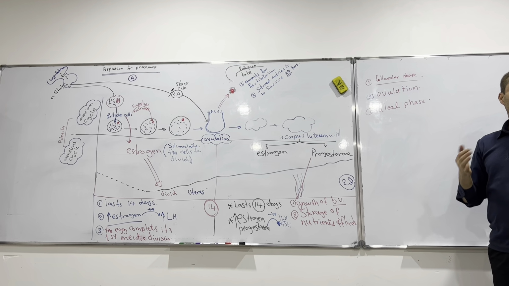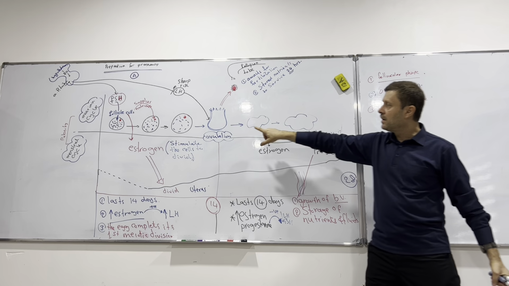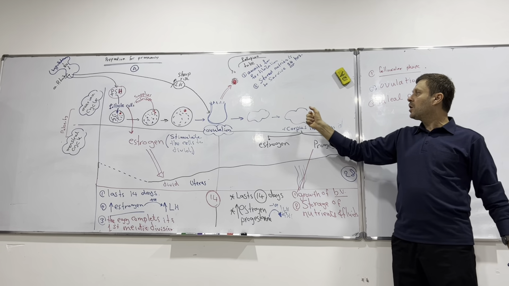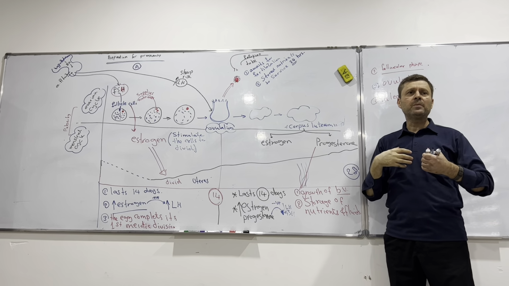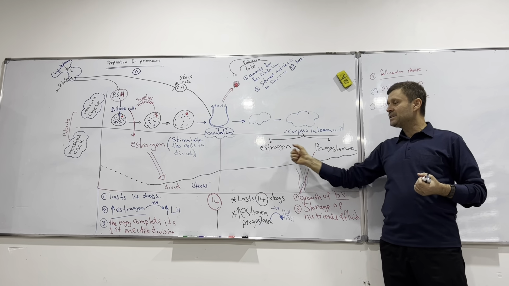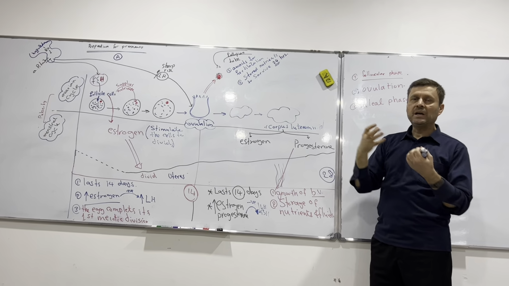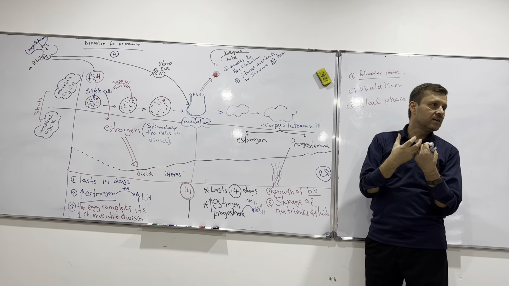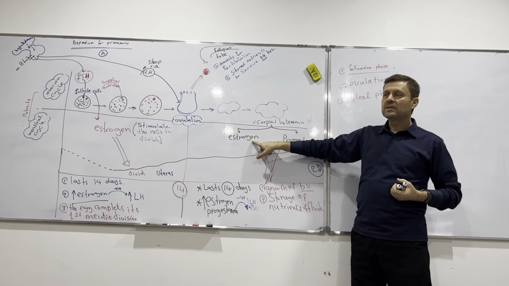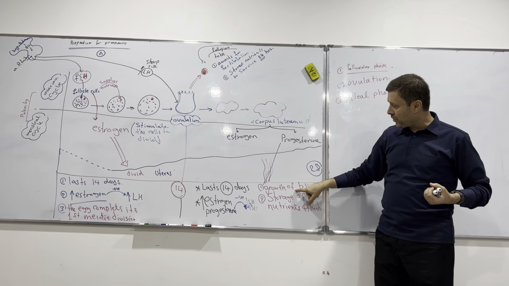Question about the third phase. First, the corpus luteum is produced from the follicle cells which remain in the ovary. Can you say it is a temporary endocrine gland? Yes, because it produces estrogen and progesterone. Estrogen stimulates the cells to divide, and progesterone stimulates growth of the blood vessels and storage of nutrients.